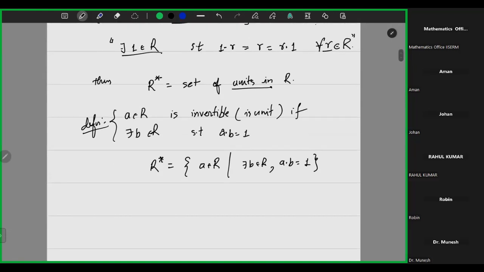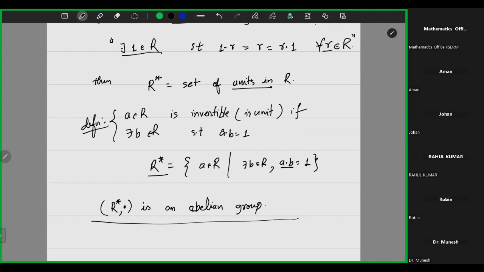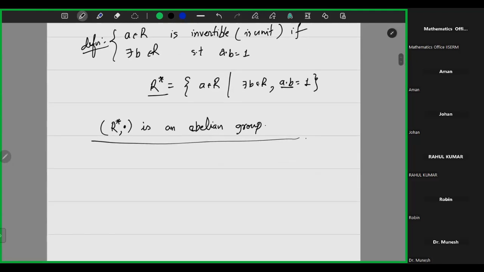So this is the set of units, and this forms a group. R star is a multiplicative group with this operation, multiplication of R only. R star with dot is a commutative group or abelian group, because we have taken R commutative. So after this, let's see our questions which are given in the exercise.